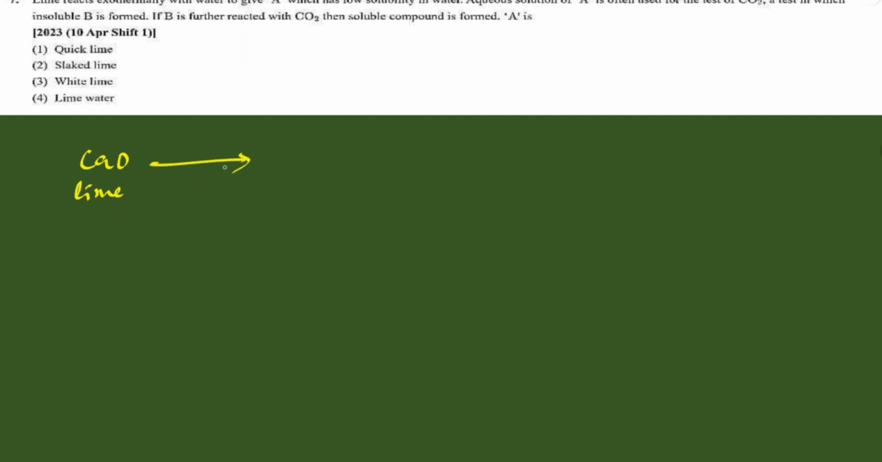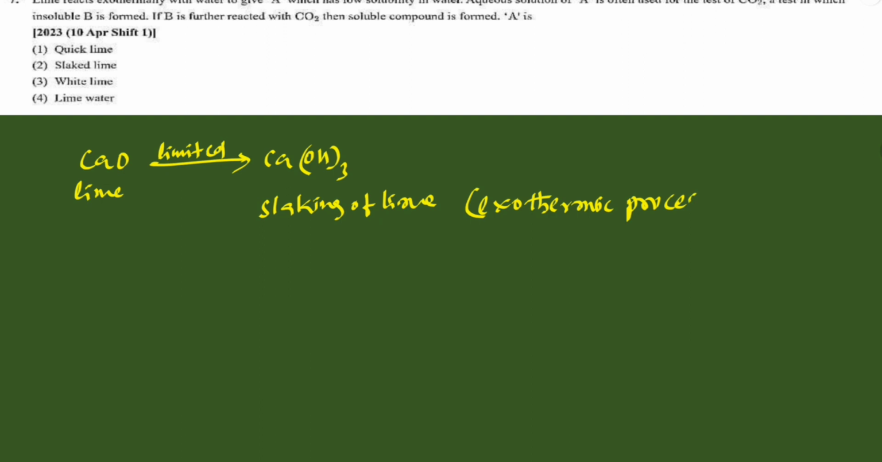Calcium oxide, the lime, reacts with a limited amount of water and gives calcium hydroxide, Ca(OH)2. The process is known as slaking of lime. It is an exothermic process. Exothermic means that heat is released during the process.